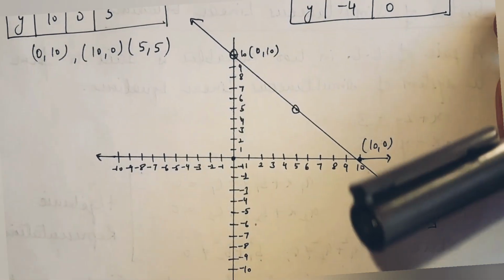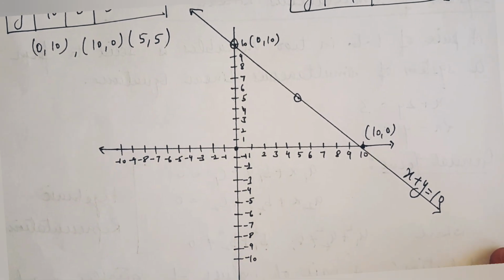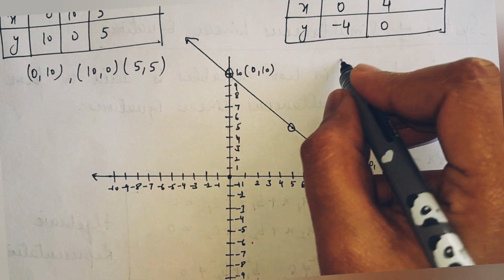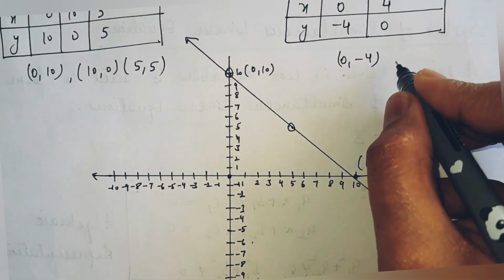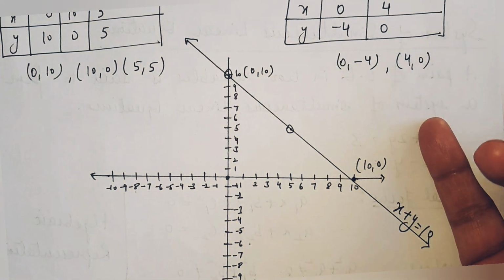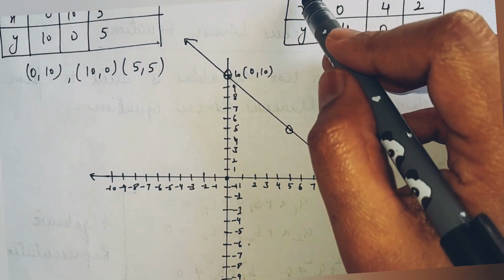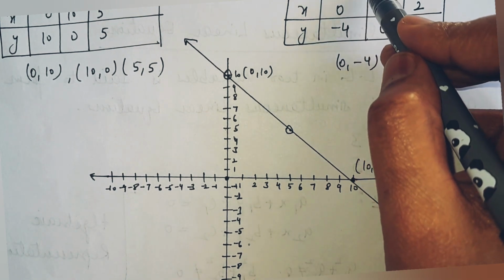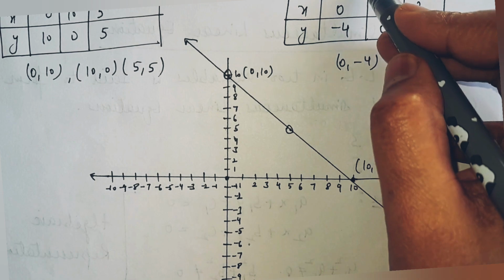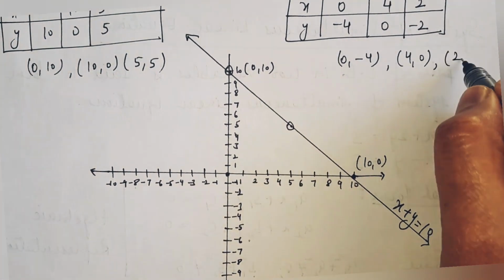Now we will represent the second equation. The coordinates of the second equation are x is 0, y is minus 4, that means (0, -4), and if x is 4 then y is 0. You can take one more point if you are comfortable. Suppose let's take x as 2. If x is 2, then minus y will be 2, so y will be minus 2. So now the third pair will be (2, -2).